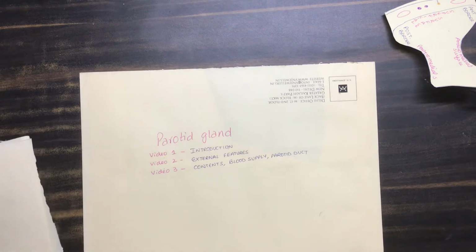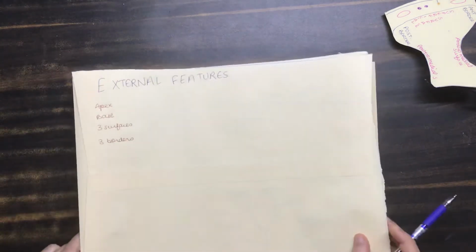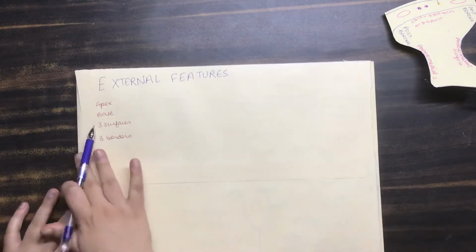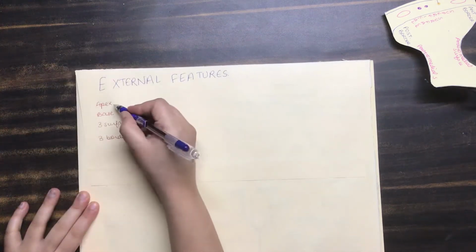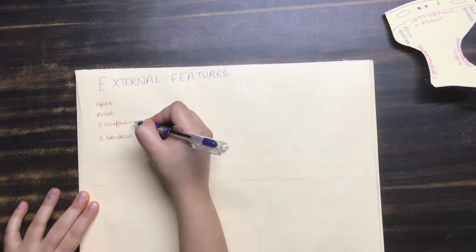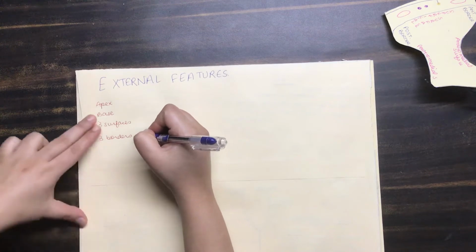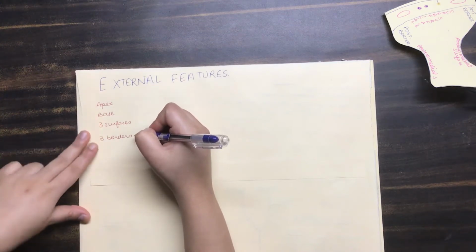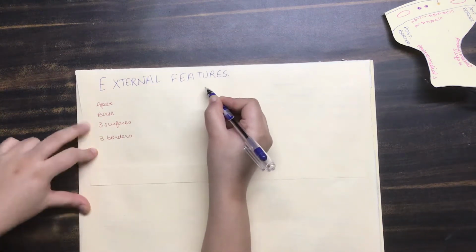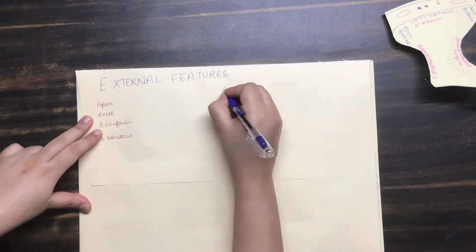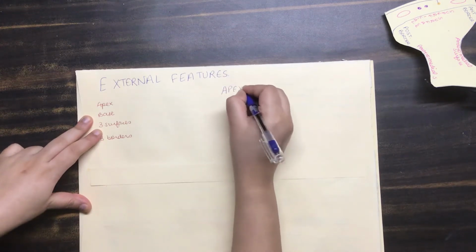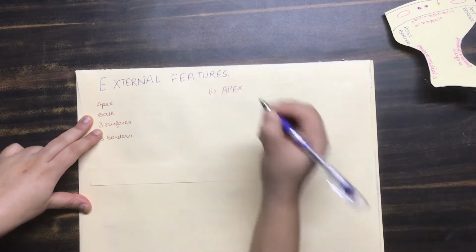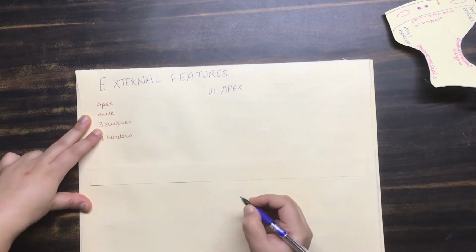Now, in the external features of the gland, we have apex, base, 3 surfaces and 3 borders. I am going to deal with all of these features in detail. If you just write down the word apex, it will be a hint for you in exams. It's based on tips and tricks.